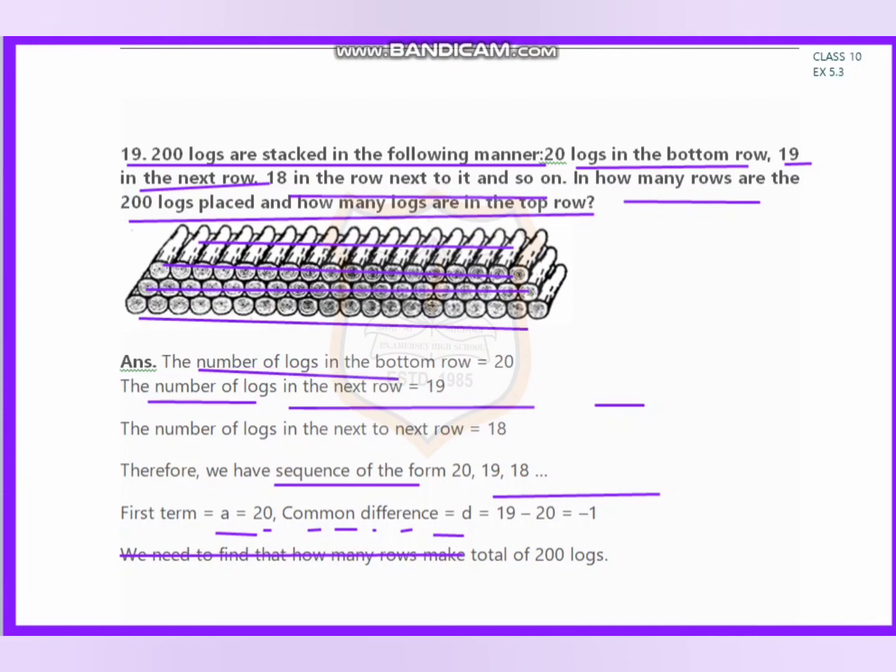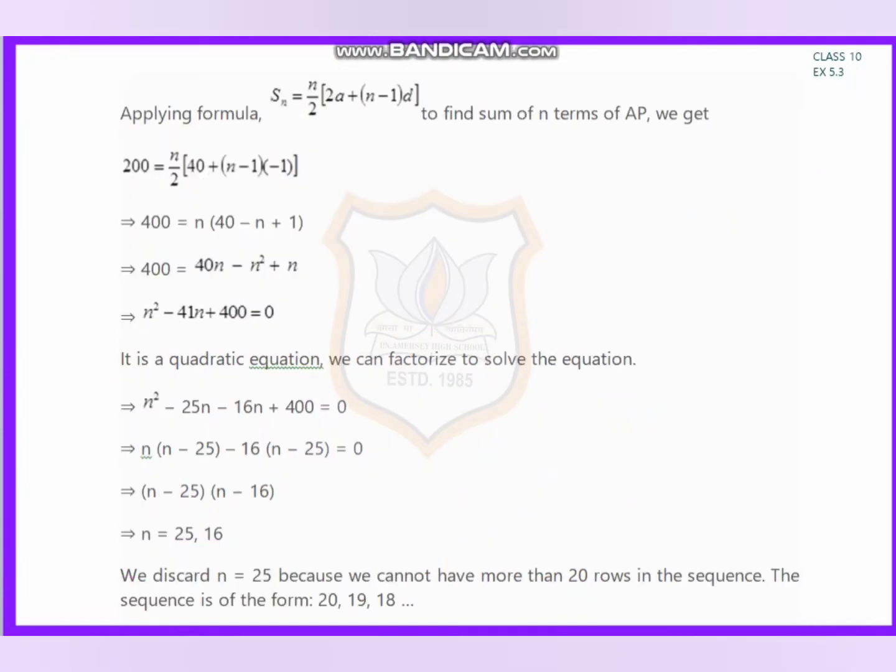First of all, the number of logs in the bottom row is 20 and the number in the next row is 19, then 18. Here we have the sequence 20, 19, 18. The first term is 20 and the common difference is 19 minus 20 equals minus 1. Now by applying the formula of Sn, we put in the values and find n: 200 equals n by 2 into 40 plus n minus 1 into minus 1.